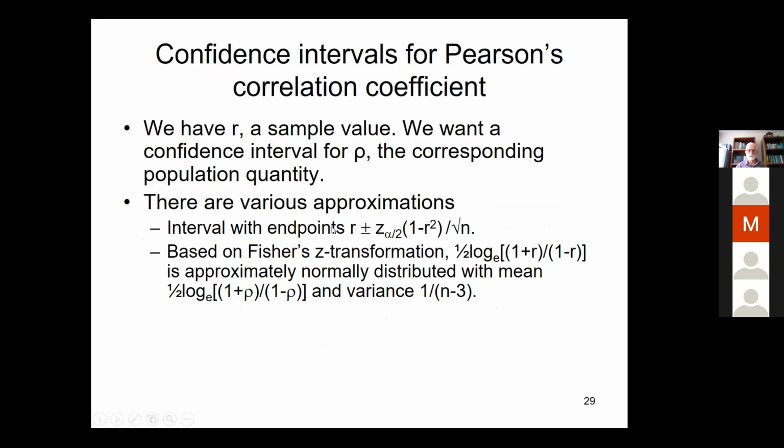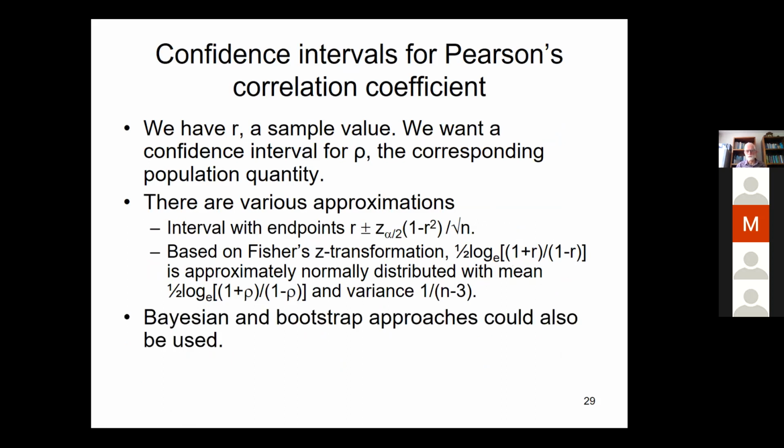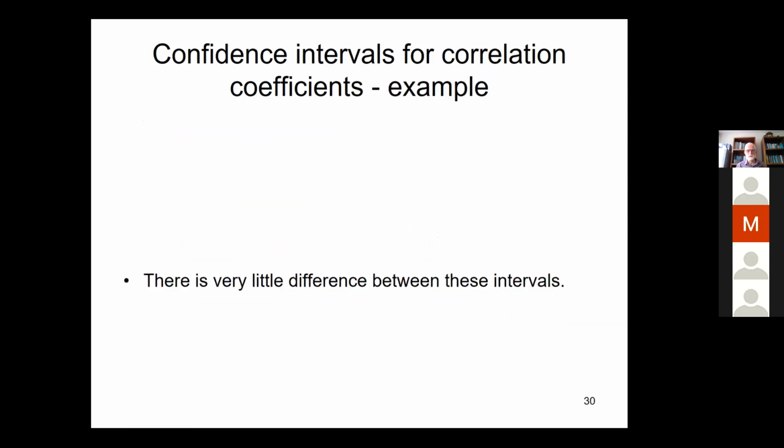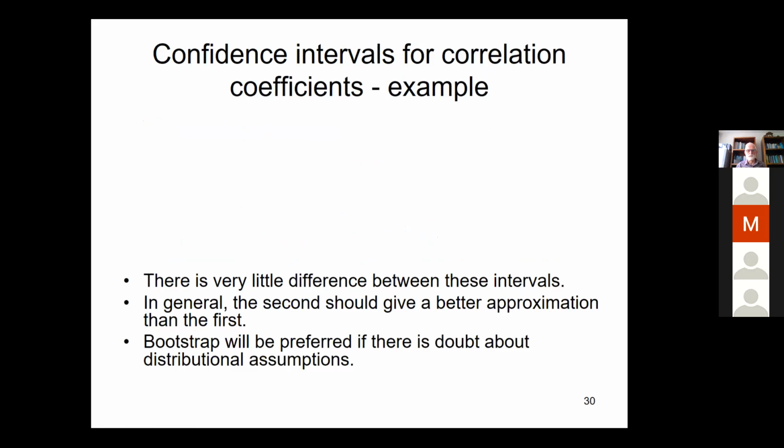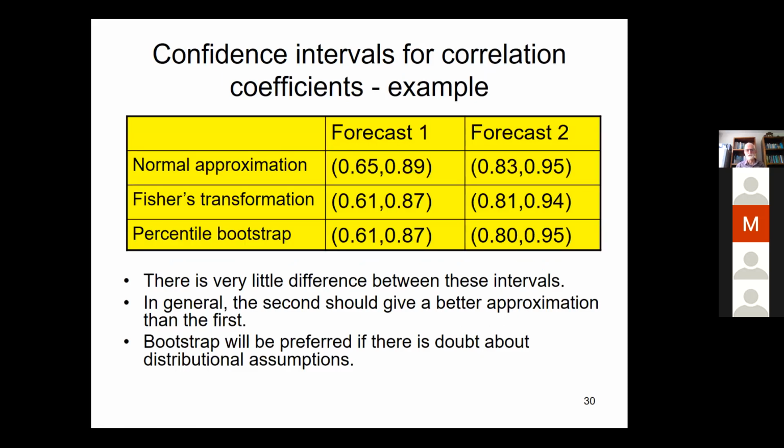The first one is just an approximation of the distribution of R, and this is the distribution of this quantity. It gives you a better approximation. And you can also get Bayesian and bootstrap approaches. I'm not going through all the details. I'm just going to give you some results from this.